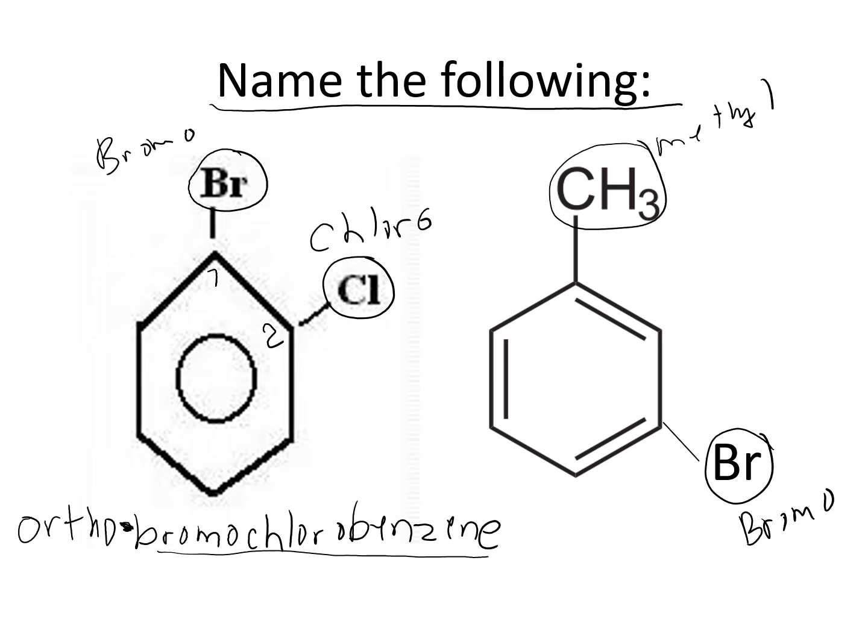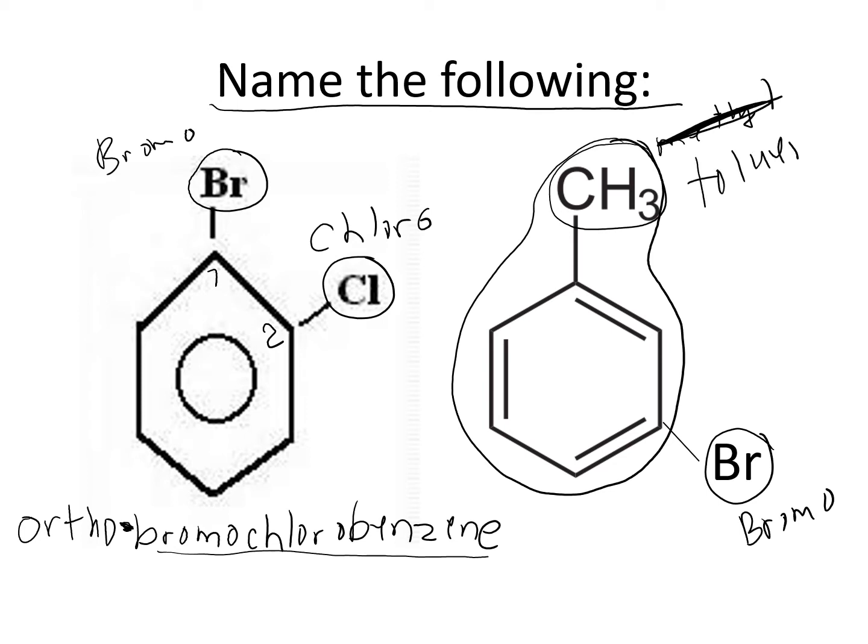Now, one of the things I asked you in this chapter: instead of calling that methylbenzene, if you have a methyl attached to a benzene, this is now called toluene, and this becomes our parent. Instead of using benzene as the parent name, we use the parent name toluene. And if this is the parent, that means the CH3 is going to be carbon number 1, and therefore our bromo is attached at carbon 3.